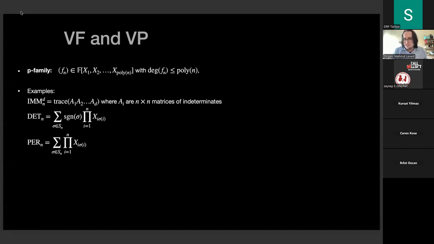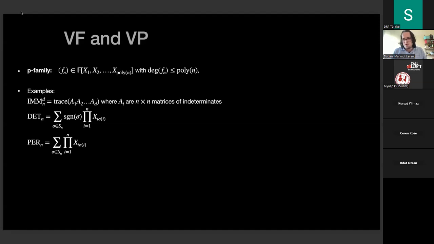Another famous example is the determinant. You consider an n by n matrix whose entries are variables and take its determinant. That's a polynomial. Its number of variables is n squared, since there are n squared entries, and its degree is n. And you know the formula for the determinant: you sum over all permutations with a signature.